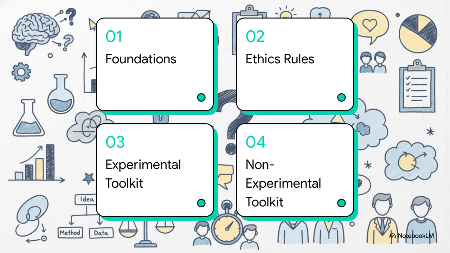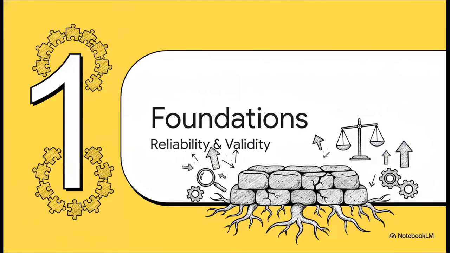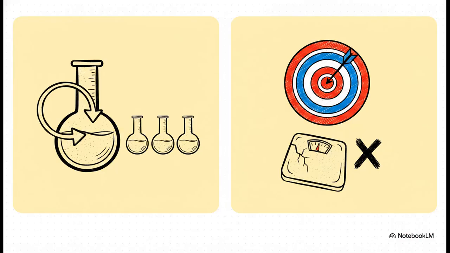We'll start off with the foundations, move into the ethics rules, crack open the experimental toolkit, and finally, wrap up with the non-experimental toolkit. Module 1. Foundations. We're talking reliability and validity. Okay, so you really need to nail the distinction between these two for your exams.